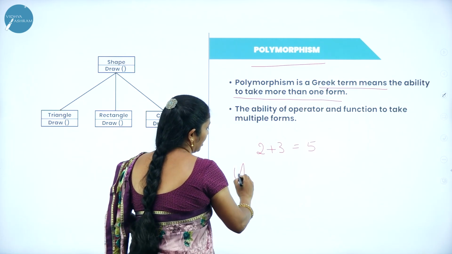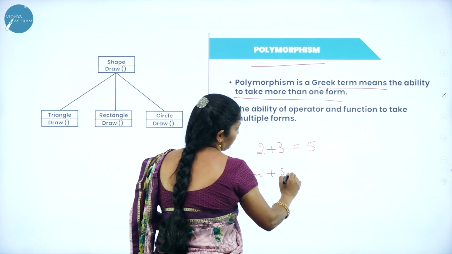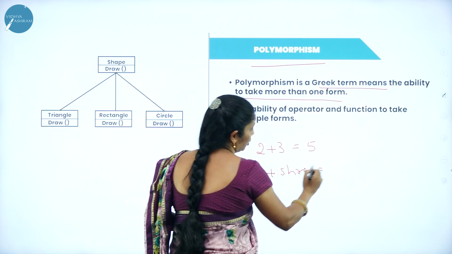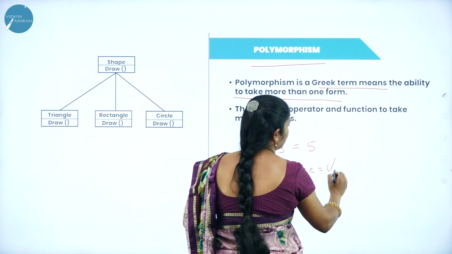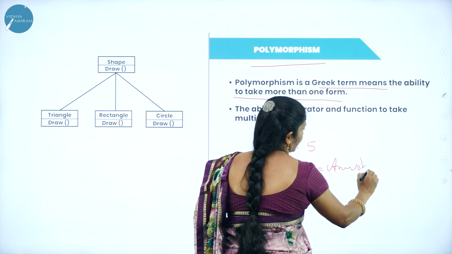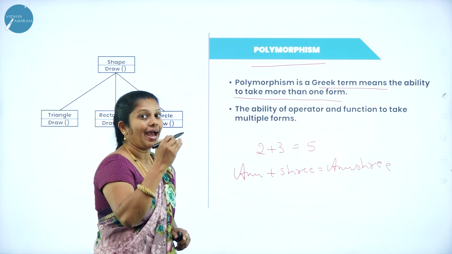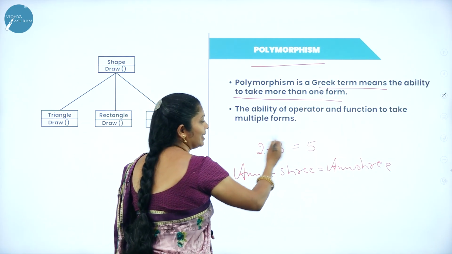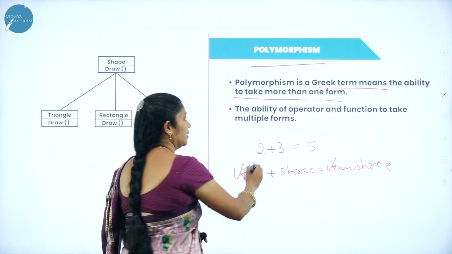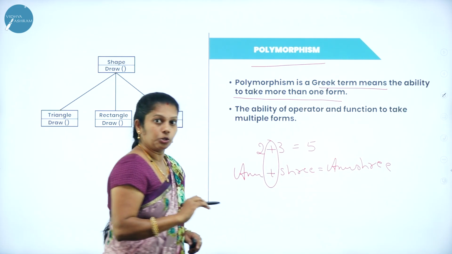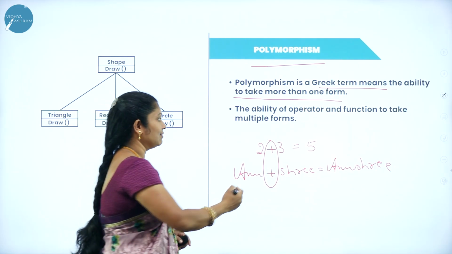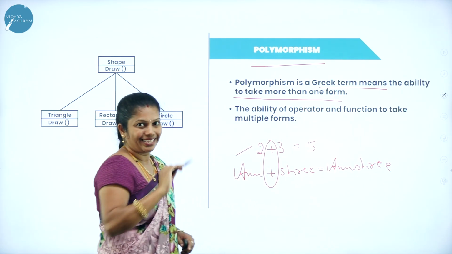One more I am going to write: Anu plus Shri. Then what is the final output here? I am going to get AnuShri. But in the first case, what have we done? We are adding the values, that is 2 plus 3. Here also we have the plus operator, and here also we have the plus operator. But what is it exactly doing in the first case? It is adding the values.